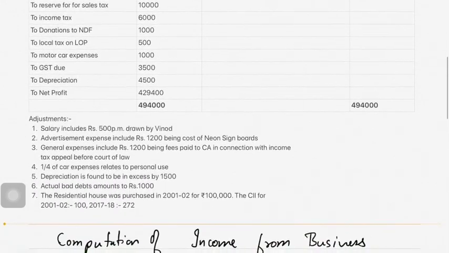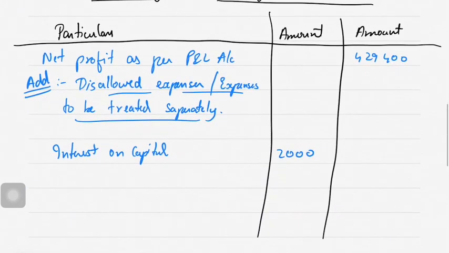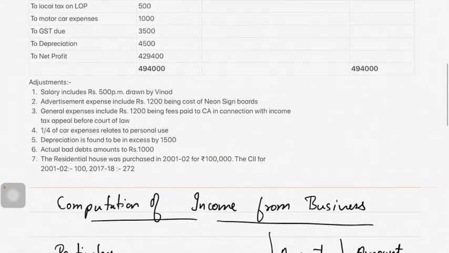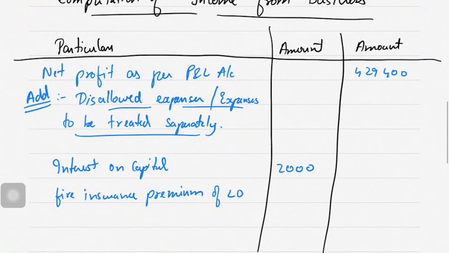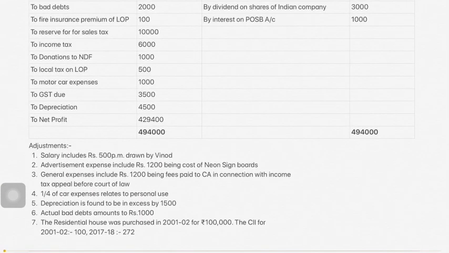To bad debts, to fire insurance premium on LOP. Fire insurance premium of LOP, of let out property. Fire insurance premium for the business you can claim, but here this is for let out property, so that has to be deducted, so you will add it back.